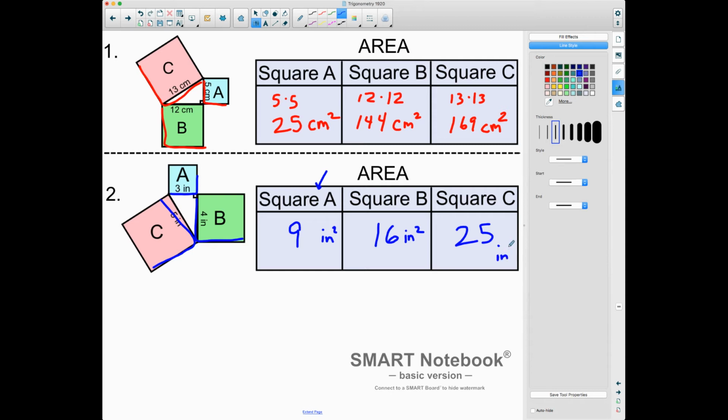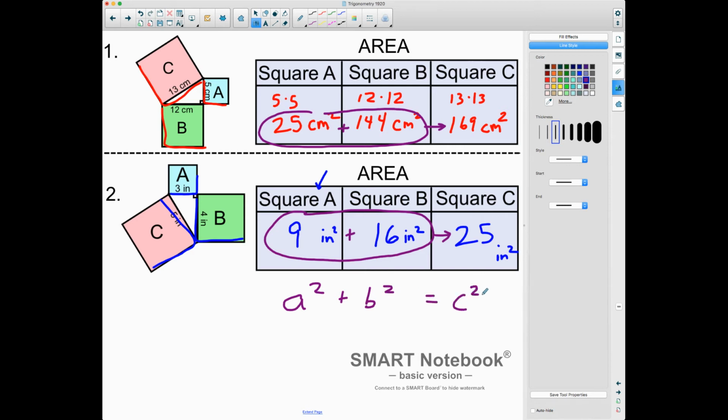All right, and here's the moment of realization. Did you notice that if you take these two numbers and add them up, you get that one? If you take the sum of the squares of the two shorter sides, otherwise known as the legs, you get the square of the longest side, known as the hypotenuse. And that is essentially the Pythagorean theorem, that a squared plus b squared equals c squared.